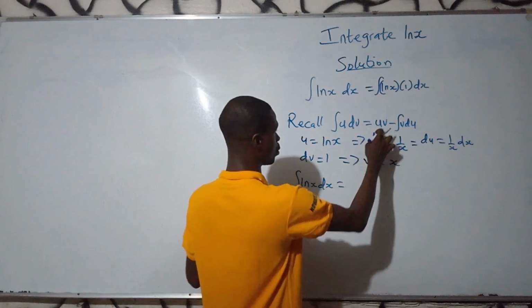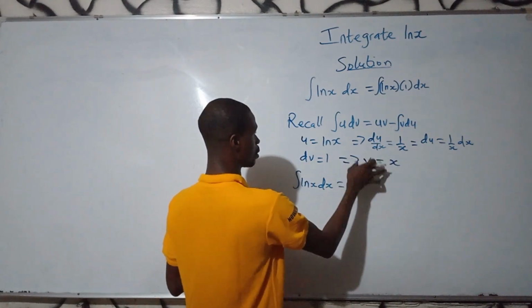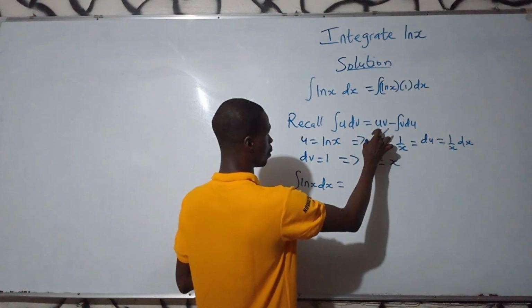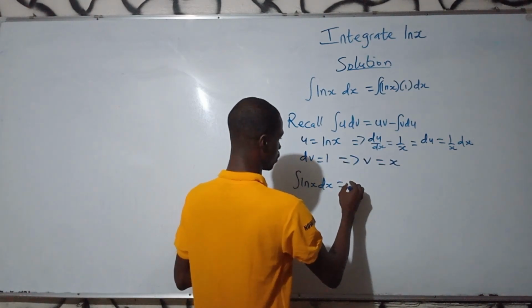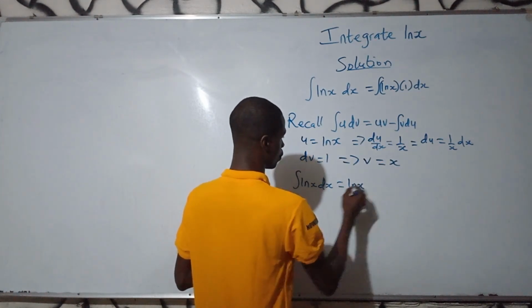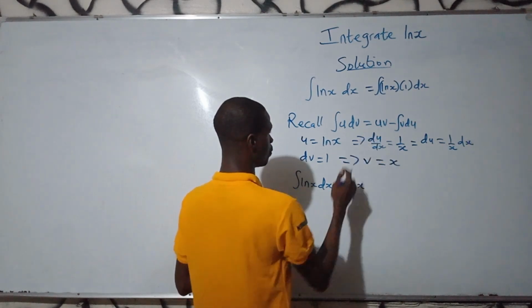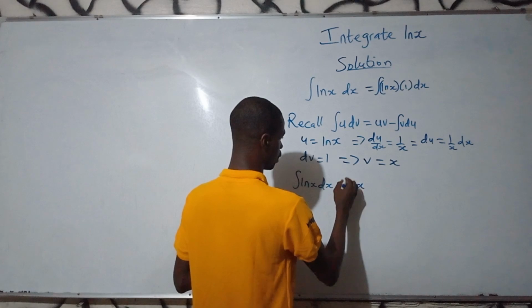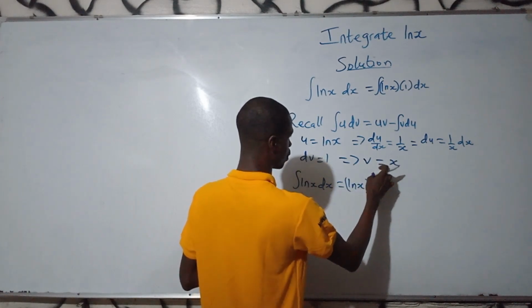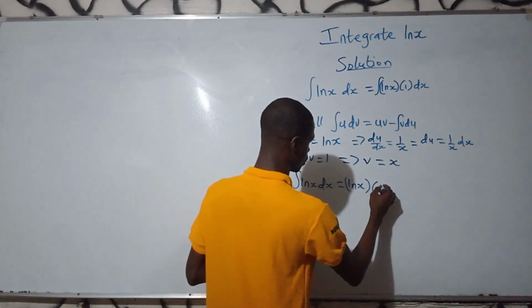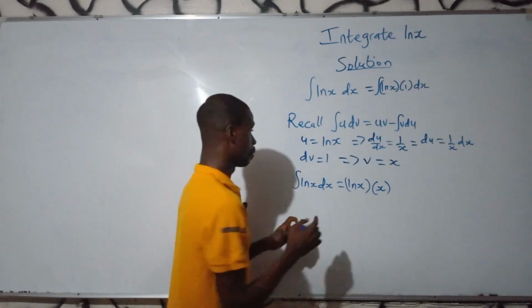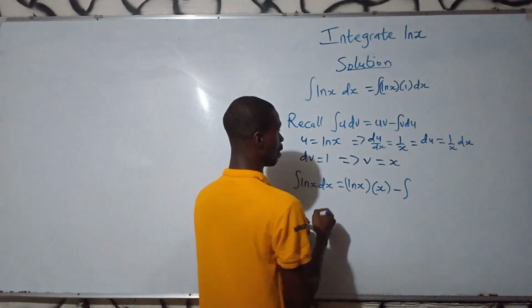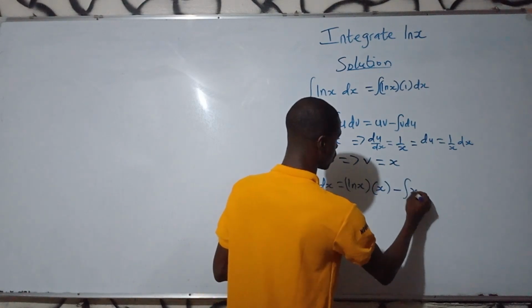what? Now, what is our u? Let's put all our parameters into the formula now. Our u is ln x. You get that now? So what is our v? Our v is x. You understand that now? Our v is x. We have gotten our v to be x. You get that now? So now we have minus the integral of, what is our v? Our v is x.